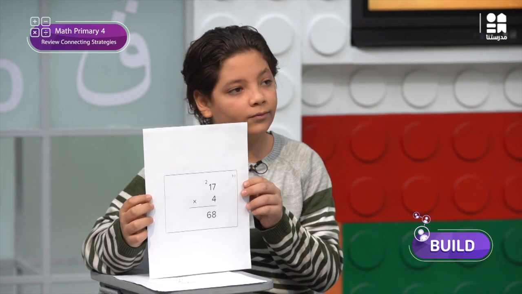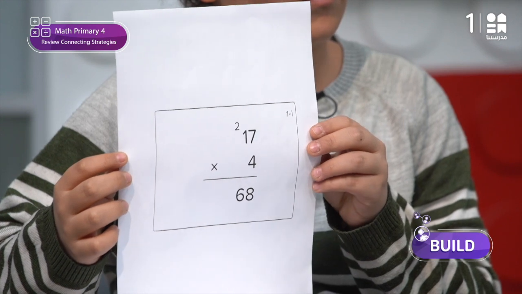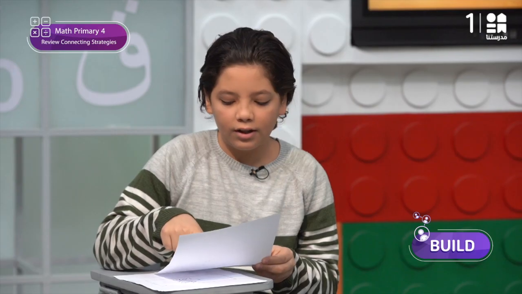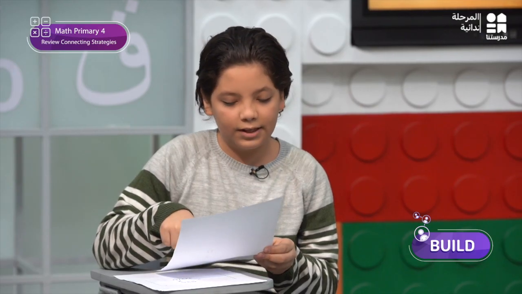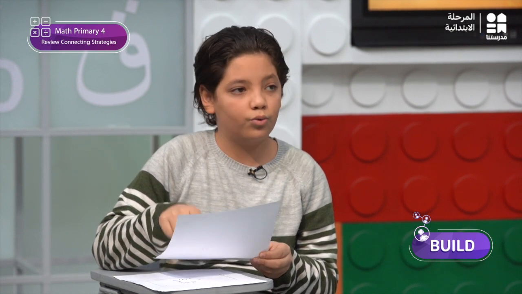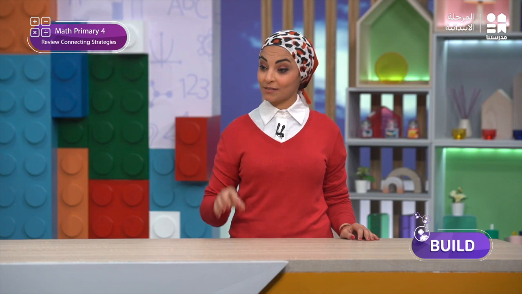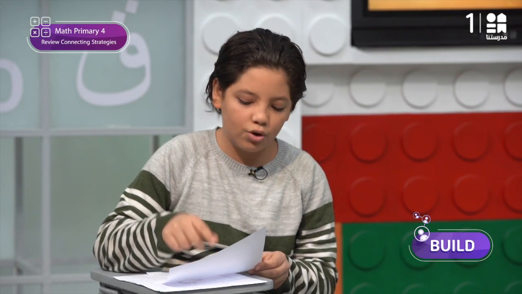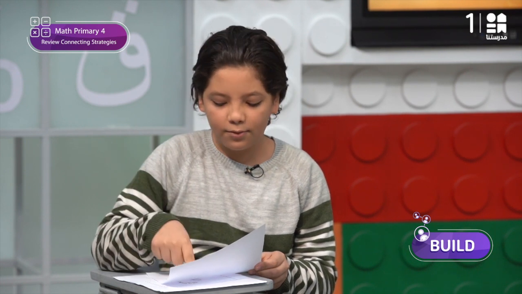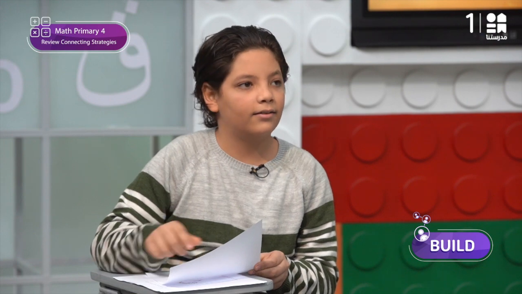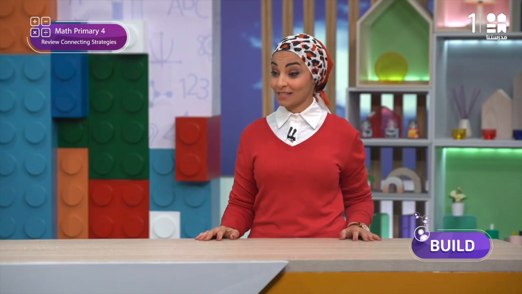Okay. Yes, the same problem, 17 times 4. Do you know why I regroup the 2, Ya Adam? Yes. He did 17 times 4, so 4 times 7 is 28. I can't write all of the 28. Of course. I will write 8 and carry 2 above. Yes, I put 2 because it is the tens, right? So 4 times 1 is 4, I add the 2 to it, so 4, 5, 6, and I write 6, so the answer is 68. Super boy. Do you know that this is the standard form?